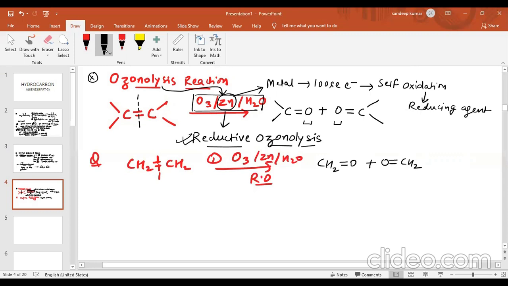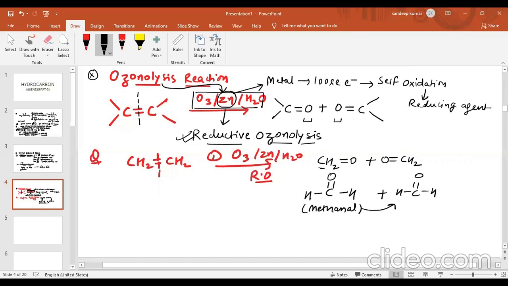When you write this structural formula, on the carbon there is hydrogen, also the C double bond O group, and this is also H. In the same way, this compound will also be the same. So this is basically methanal, and it is obtained as a product.